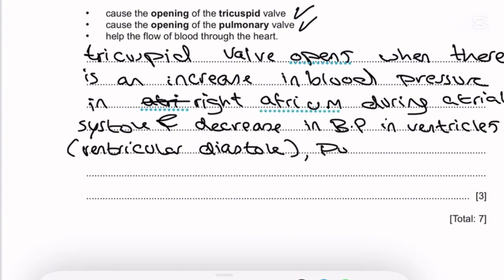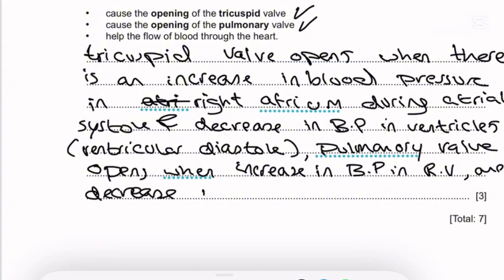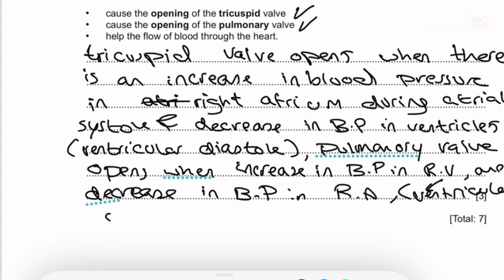Now, whereas for the pulmonary valve, it opens when there's an increase in blood pressure in the right ventricle and a decrease in the right atrium. Obviously here we define this as ventricular systole.